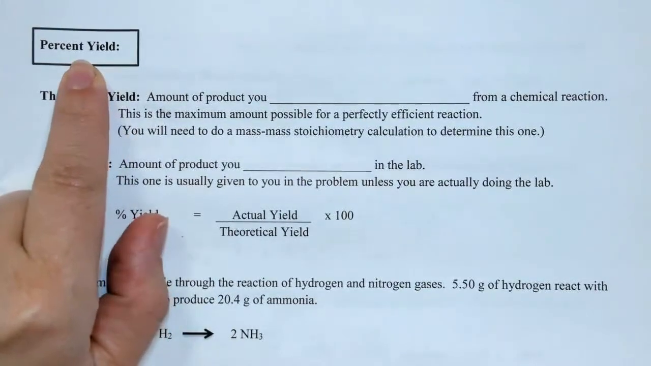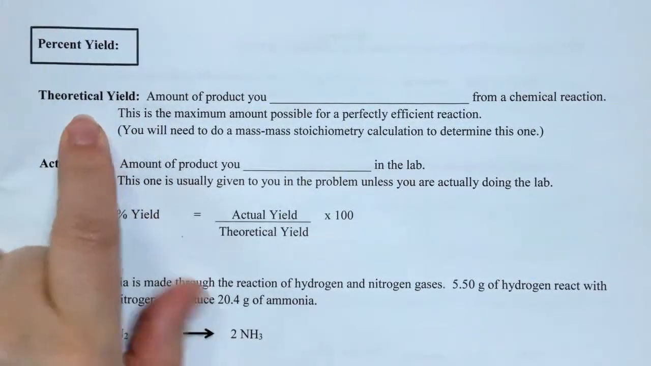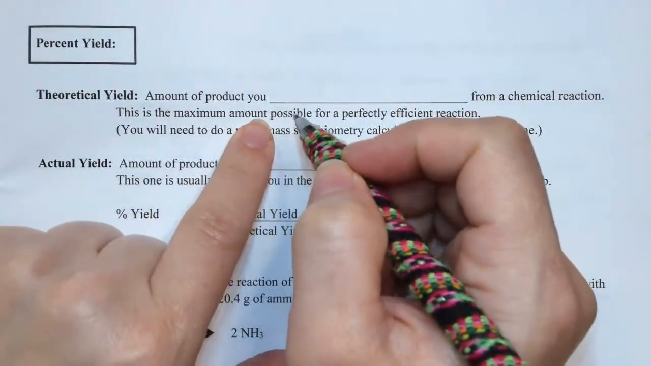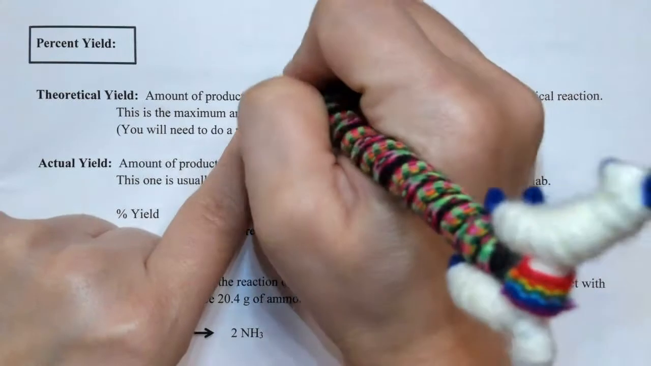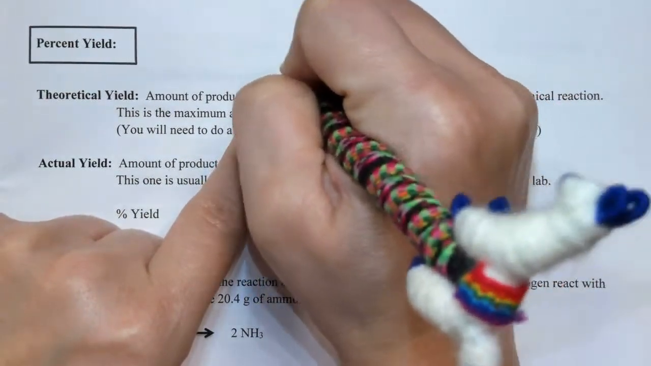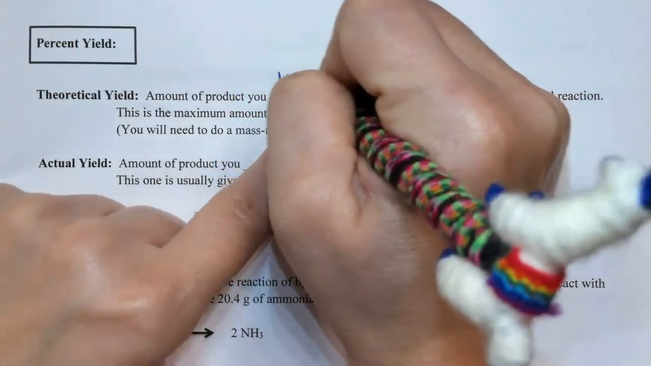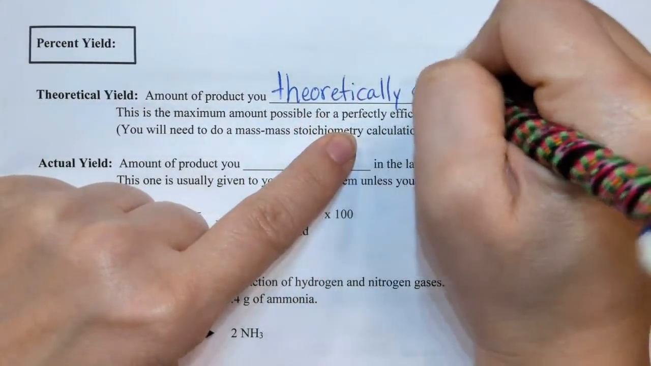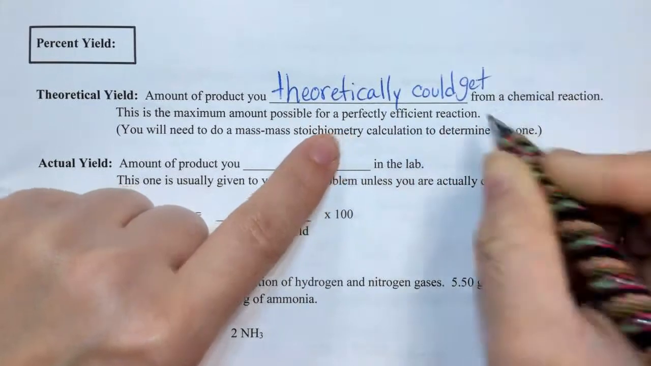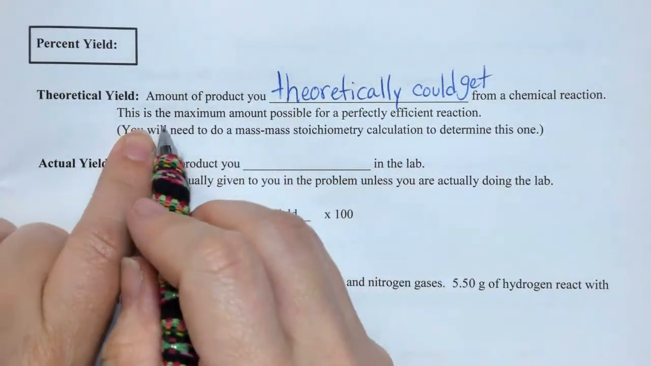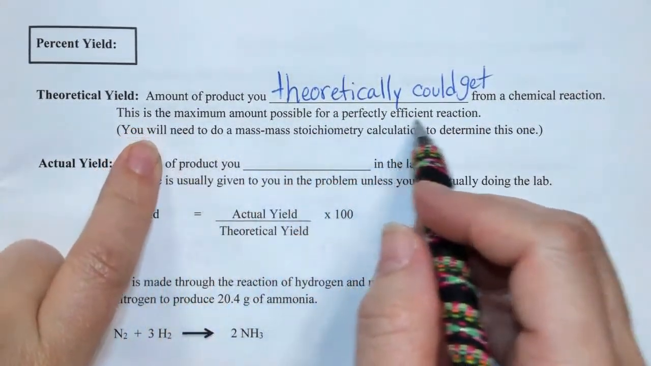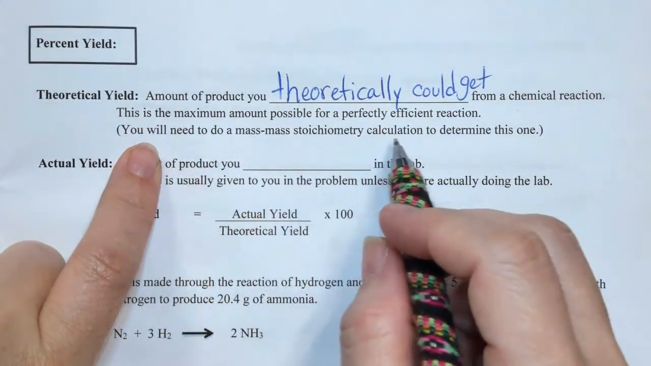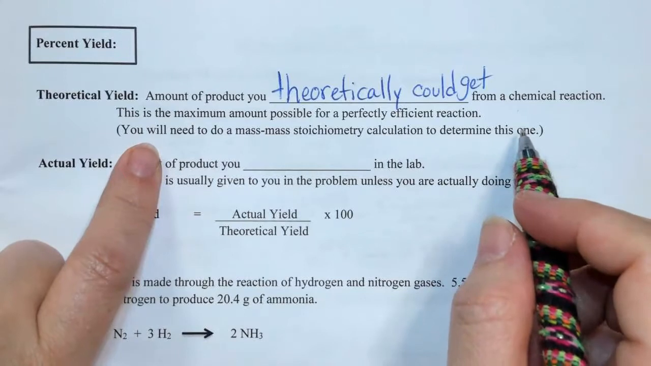Our final notes for the unit pertain to percent yield. So a theoretical yield is what we've been calculating on paper, and it's the amount of product you theoretically could get from a chemical reaction. This is the maximum amount possible for a perfectly efficient reaction. You'll have to do a stoichiometry calculation to get a theoretical yield.